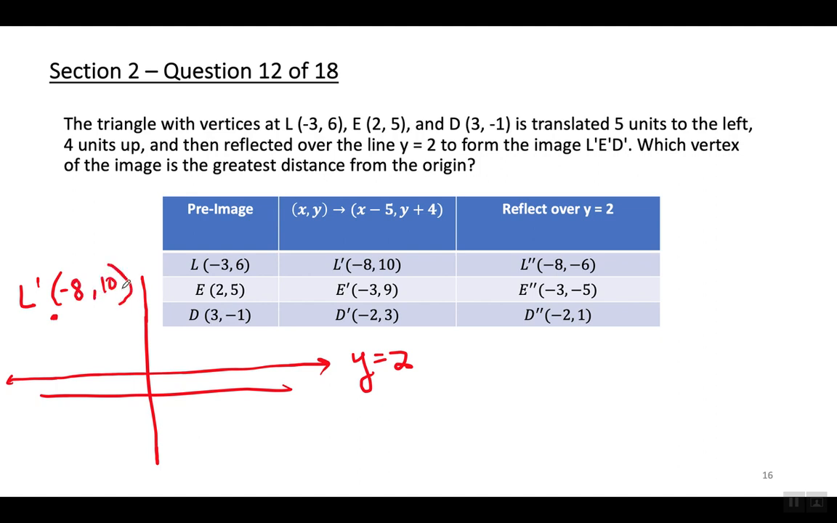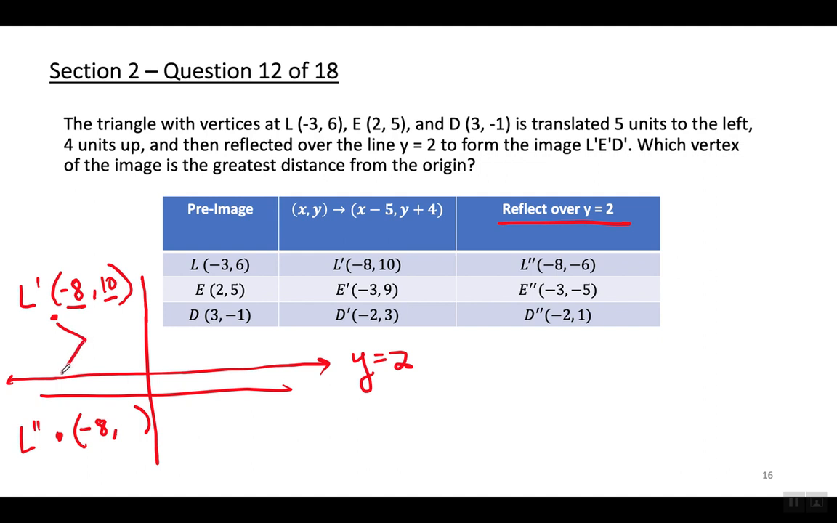All right. So here's what I want you to picture. If I'm gonna reflect this point over the line y equals 2, it's gonna be somewhere over here. Let's put L double prime. Is the x coordinate gonna change when I reflect that over the line y equals 2? No, the x coordinate is gonna stay exactly the same. Now, what is the y coordinate gonna change to? Okay, the y is at +10.